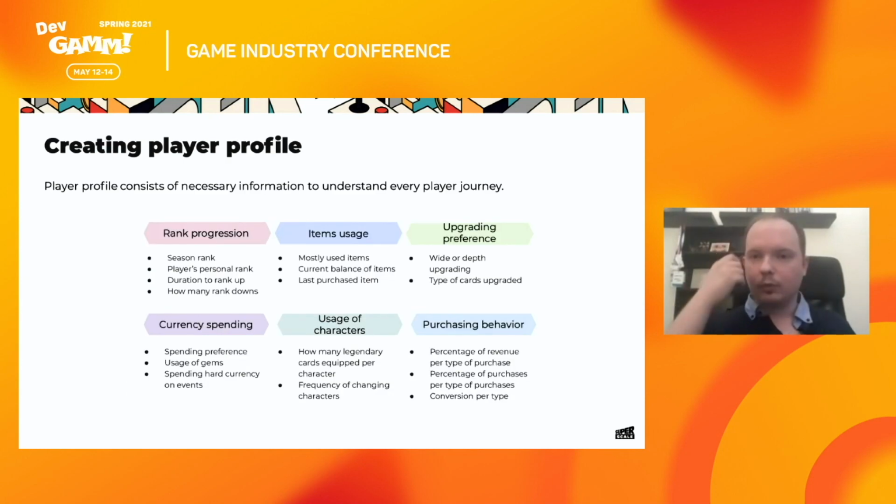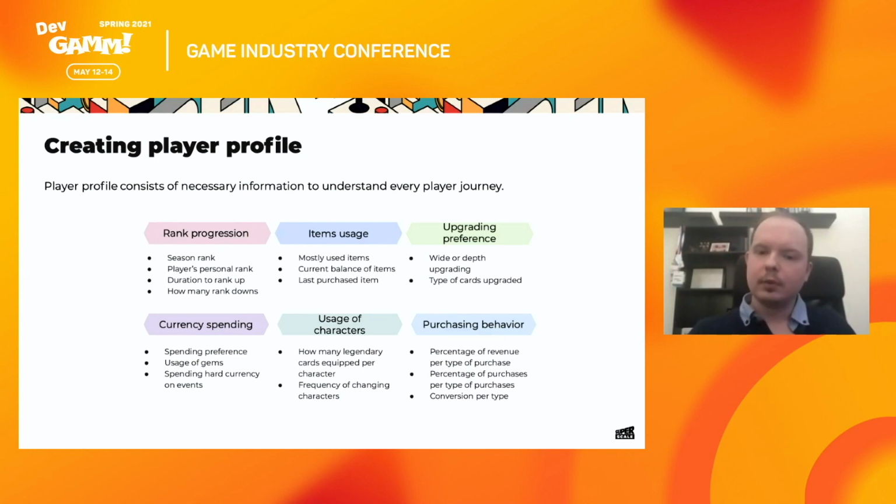Okay, so very practically, it looks like this. You have to create a player profile. What we created, we call it a player profile, which consists of the information necessary to understand his preferences, short-term and long-term, and to understand what could happen in the next session.